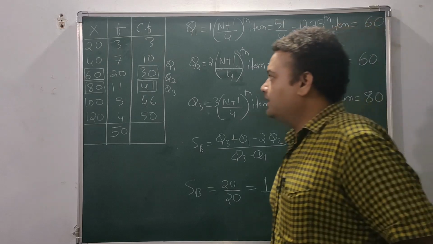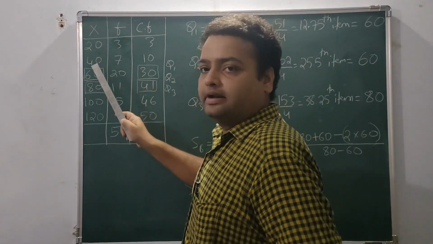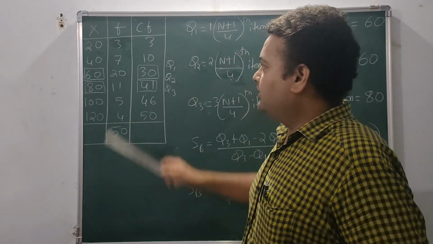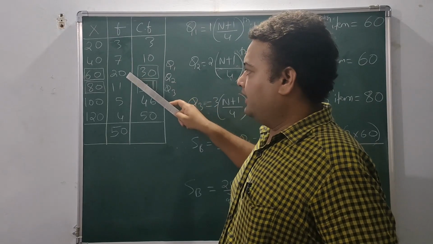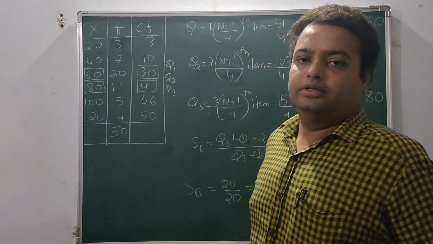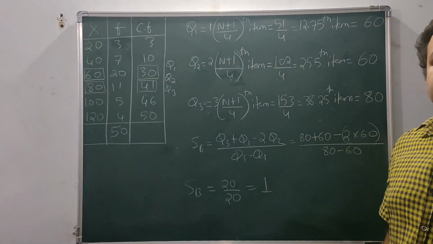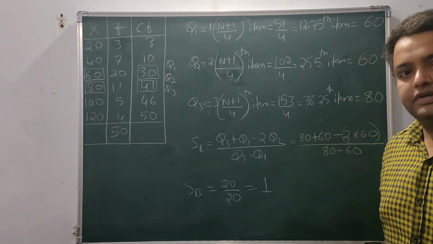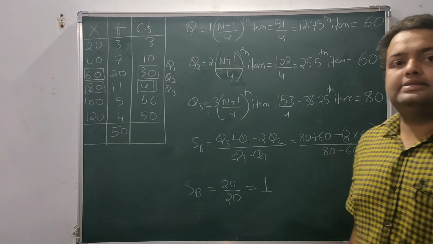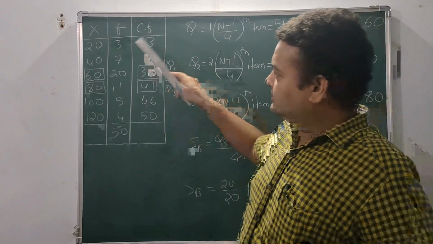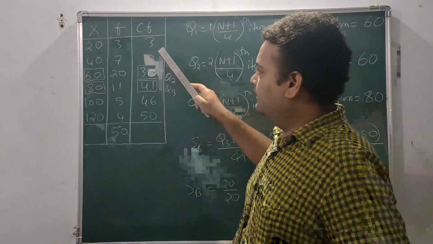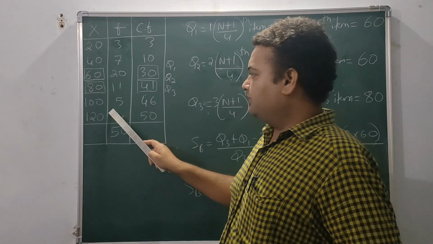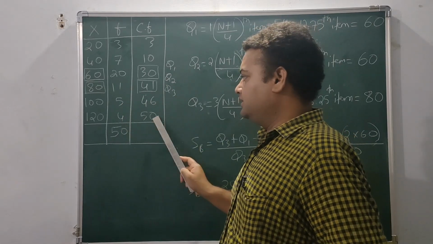We have here a discrete data. Our x values are 20, 40, 60, 80, 100 and 120. Our frequencies are 3, 7, 20, 11, 5 and 4. So this is our given data. For a discrete data, the calculation of the quartiles is as follows. First, we find the LCF, that is the less than cumulative frequencies, which are 3 as it is, 3 plus 7, 10, 10 plus 20, 30, 30 plus 11, 41, 41 plus 5, 46, and 46 plus 4 is 50.